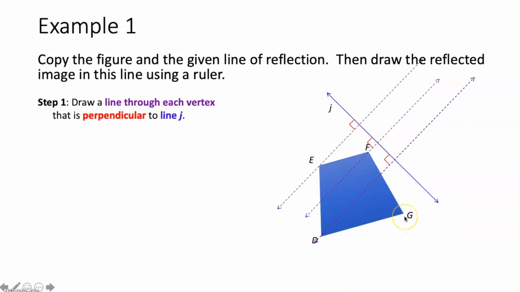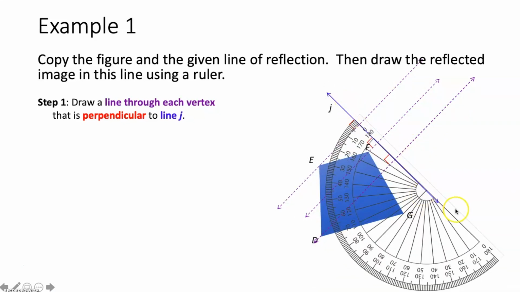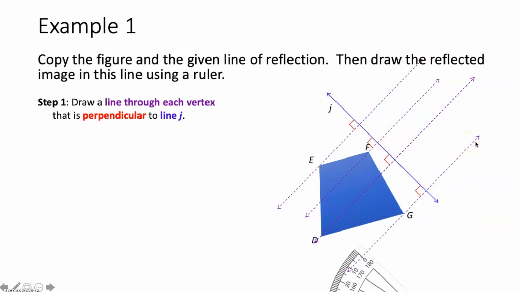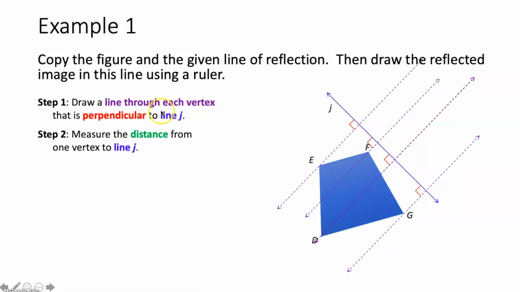Last but not least, we do the same thing for point G. Have the bottom of our protractor on line J. Make sure our 90-degree line goes through point G, and then we trace that 90-degree line through point G, through our line of reflection, and continue it on the other side with a ruler. Step 1 is done. Step 2, we can measure the distance from one vertex to line J.